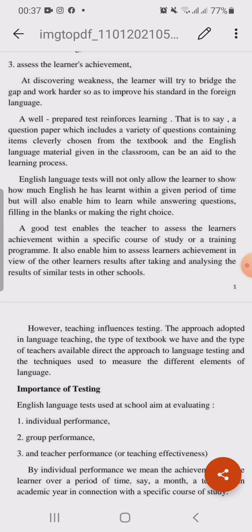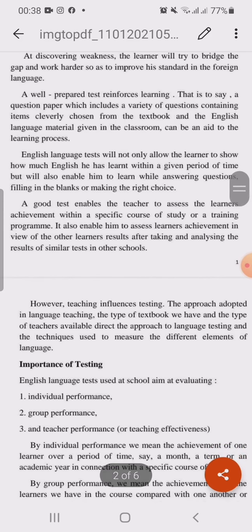A well-prepared test reinforces learning يعني الاختبار المعد له مسبقا بصورة جيدة يعزز التعلم. That's to say, a question paper which includes a variety of questions containing items cleverly chosen from the textbook and the English language material given in the classroom can be an aid to the learning process.